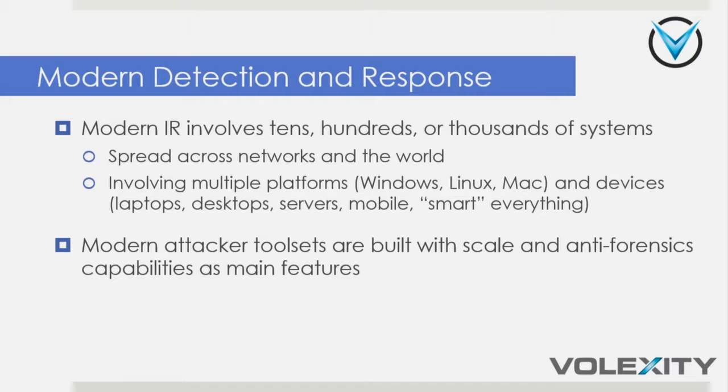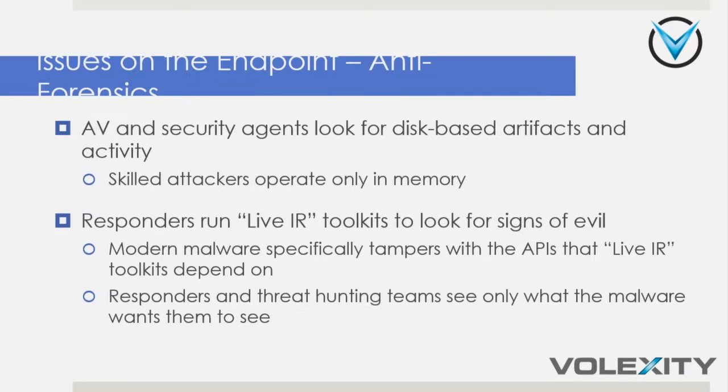And then the other thing, as I mentioned, a big pain point is the way modern attackers work. They're not just looking for one system. If you look at the tool sets they use, they have scale as a feature. So if they want to rapidly compromise hundreds or thousands of systems, the tools have the ability to do that. And then the tools are very anti-forensics minded as well. So if you perform traditional forensics, you're not going to find them.